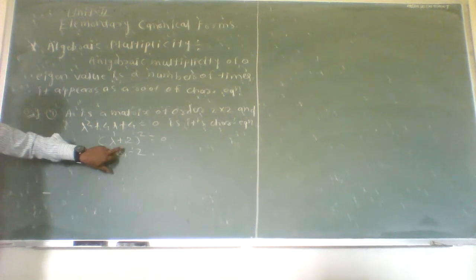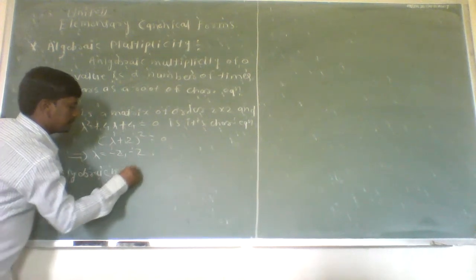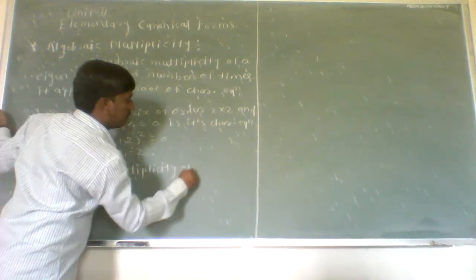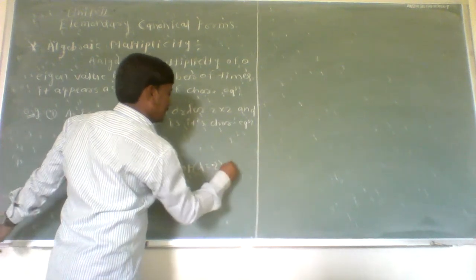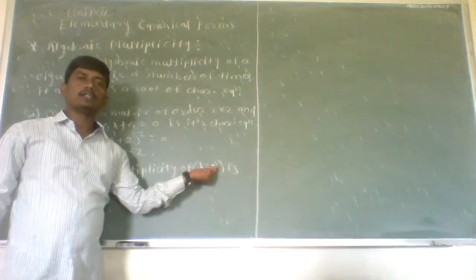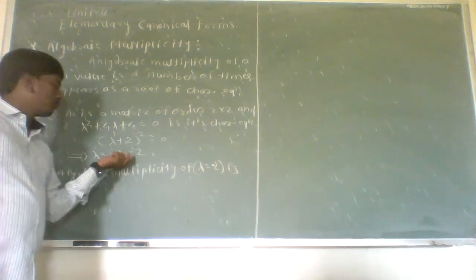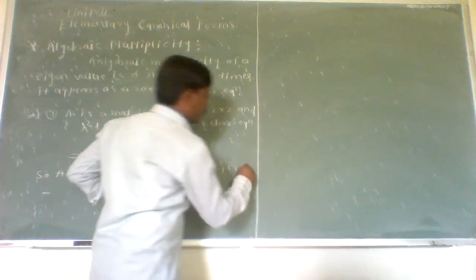Now, how will you find out the algebraic multiplicity of this minus 2? The algebraic multiplicity of lambda equal to minus 2 is, now we have to see how many times this minus 2 is a root of the given characteristic equation, and it is 2 times the root of the given characteristic equation, so its algebraic multiplicity is 2.